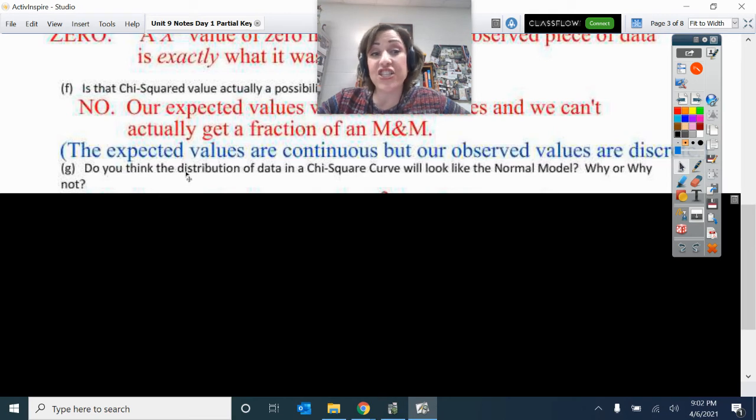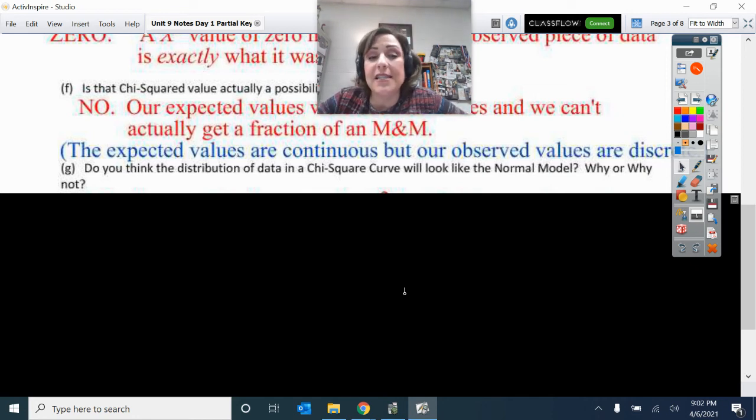Do you think that the shape of the chi-squared curve is going to look like the normal model? Why or why not? I want you to think of the domain in this case. What did we say the domain was earlier? We said the domain was all positive numbers, 0 and up. But what's the domain for the normal model? The normal model is centered at 0, and it goes from negative infinity to positive infinity, whereas this chi-squared curve is going from 0 to positive infinity only.